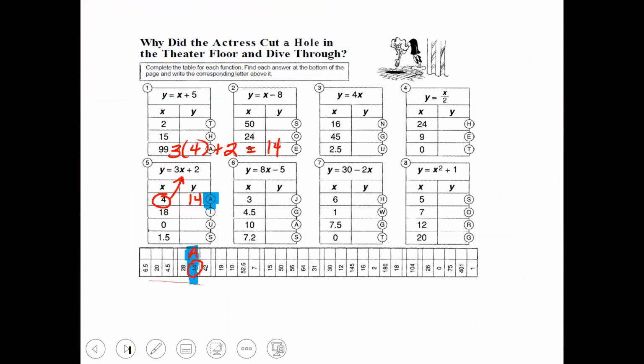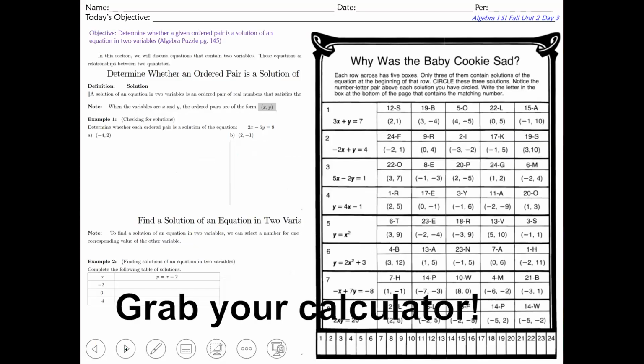All right, let's go ahead and take a look at some of these questions here. I'll go over one with you guys, and then you're going to go over the rest by yourself. Let's go over number 4. y equals x over 2. So when x is 24, it's 24 divided by 2, which is 12. Next one, 9 divided by 2, which is 4.5. 0 divided by 2, which is 0. And you're just going to continue on with this.